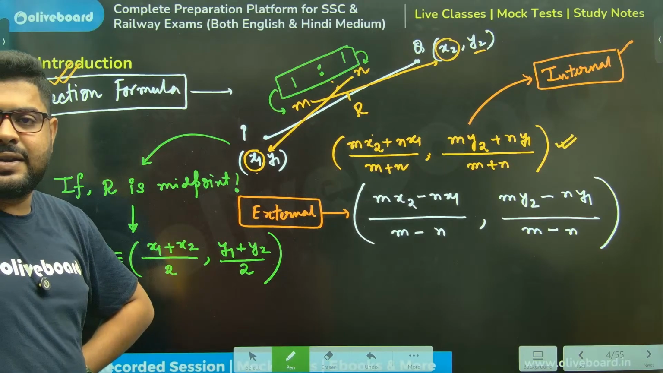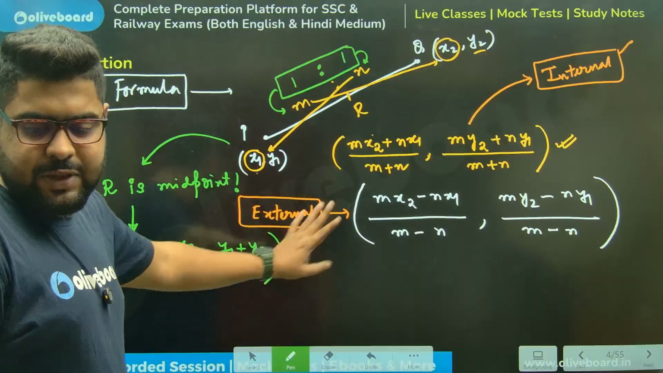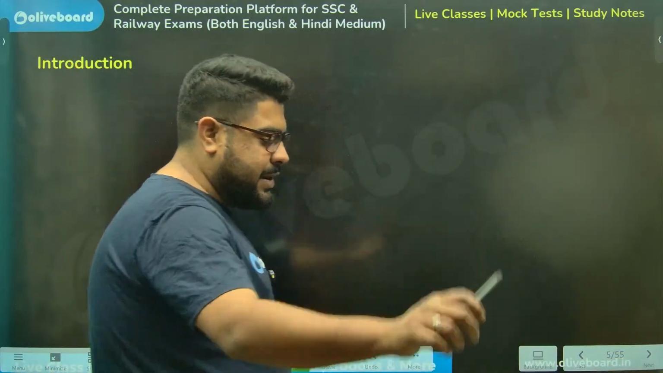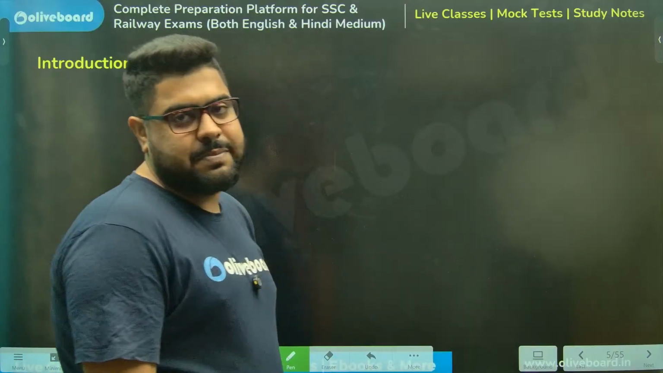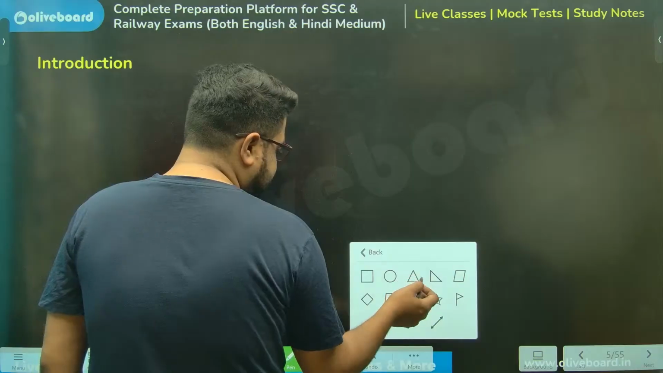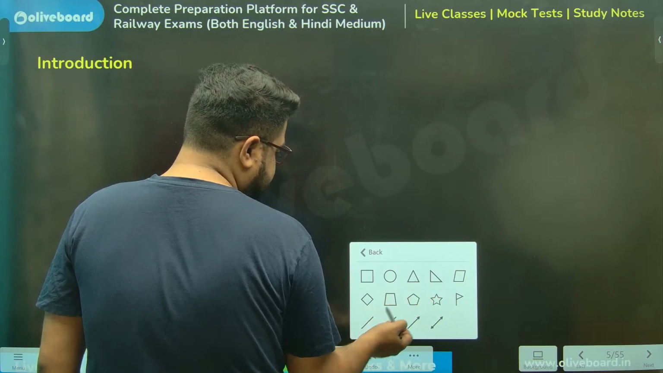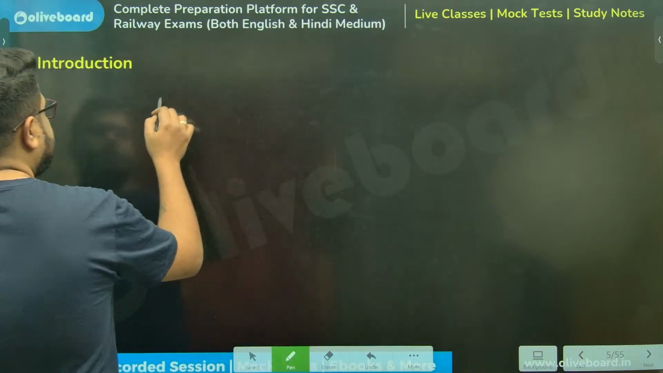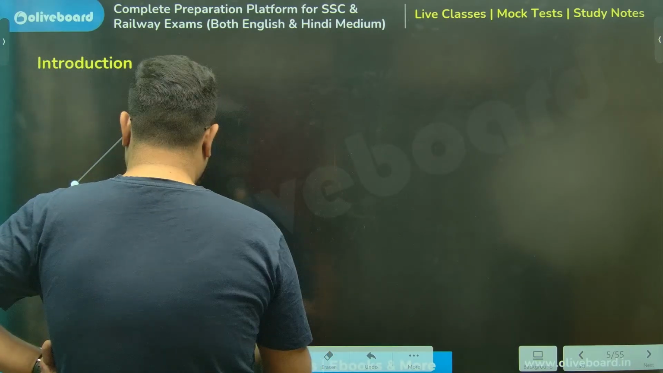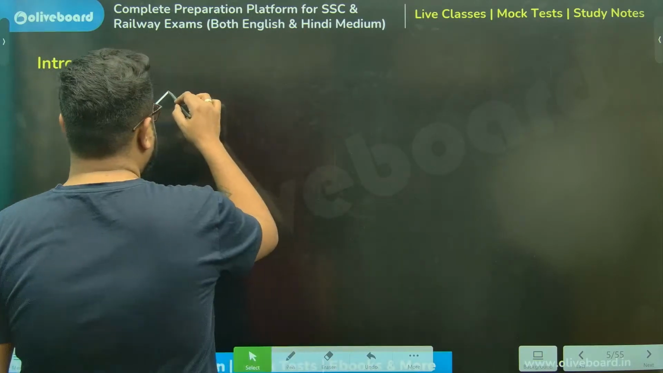Perfect. Now, once this is clear, let me give you a practical example. Yes Rohit, exactly, you will average. Now, let's say one thing, for example, let's just take a line like this or a triangle like this.